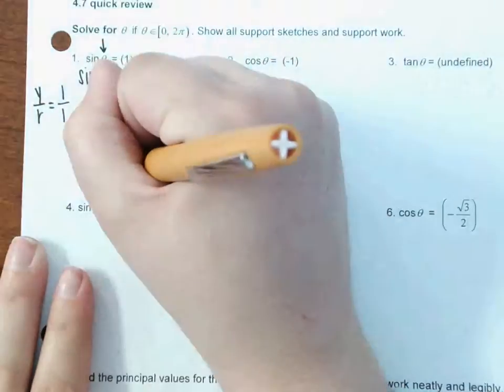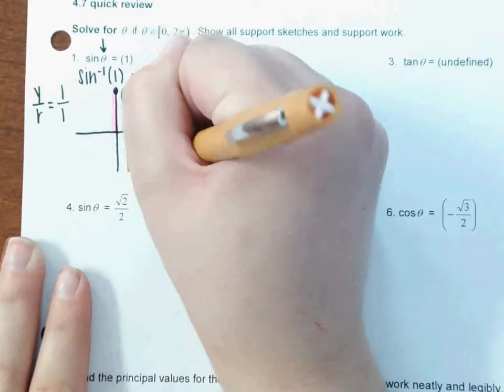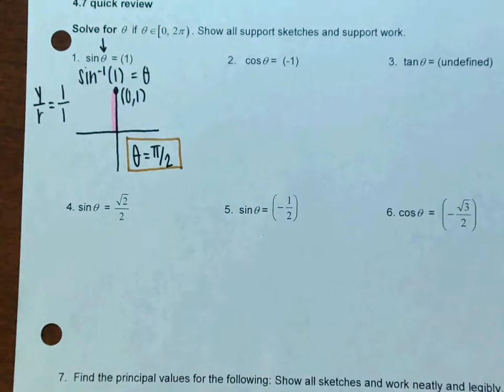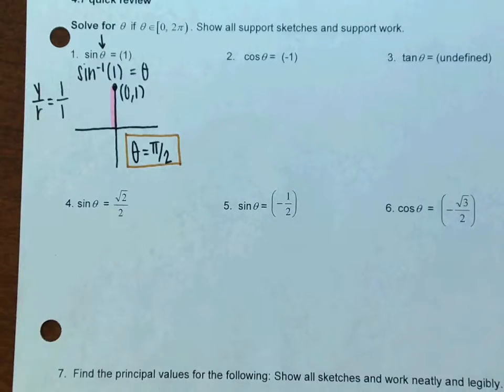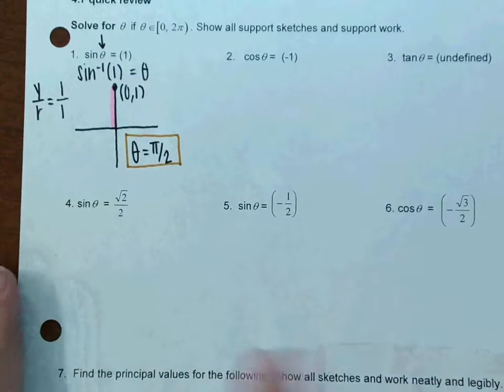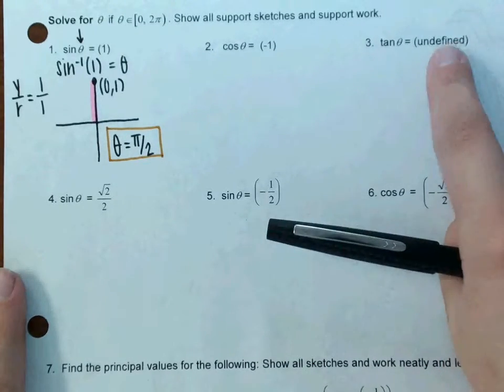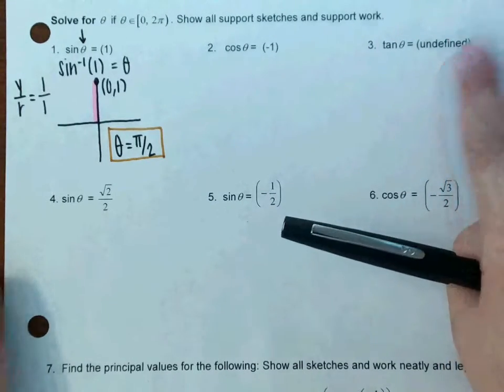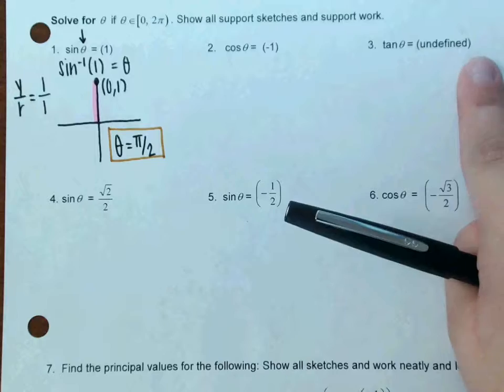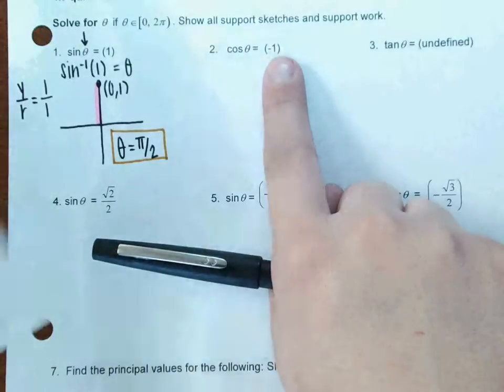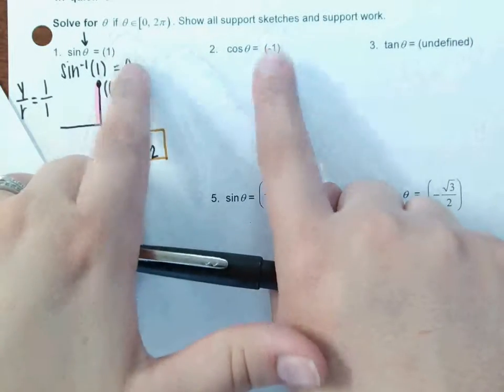Okay, theta equals pi over 2. Okay, so the next one, I'm just going to give you a little spoiler. 1, 2, and 3 are all going to be quadrantals because undefined can only come from the quadrantals because that means you're dividing by 0, and negative 1 and 1 also mean we're looking at quadrantals.